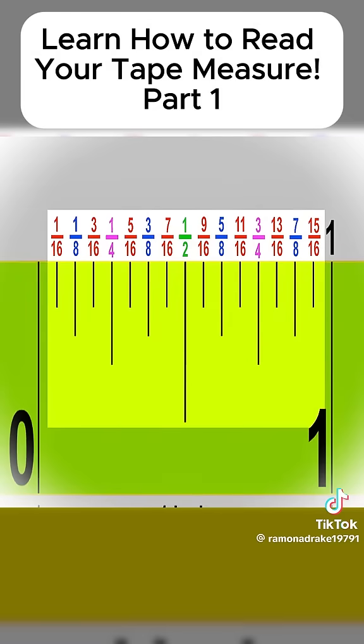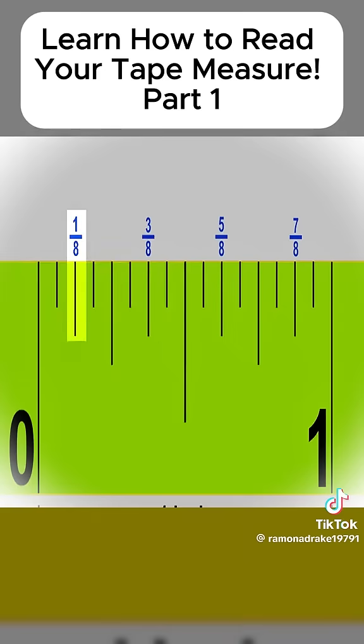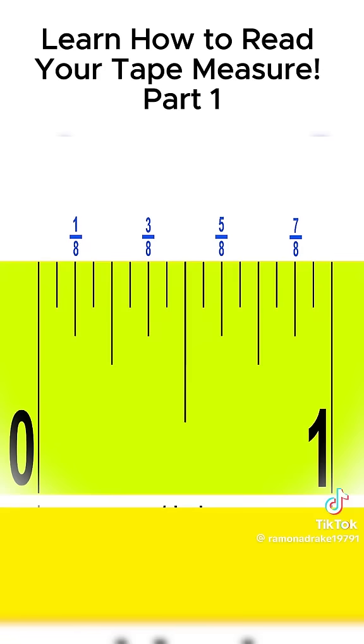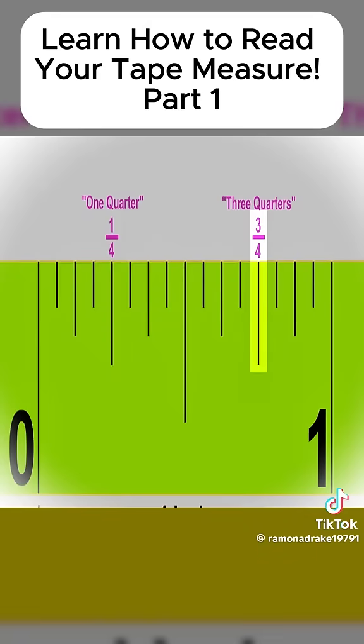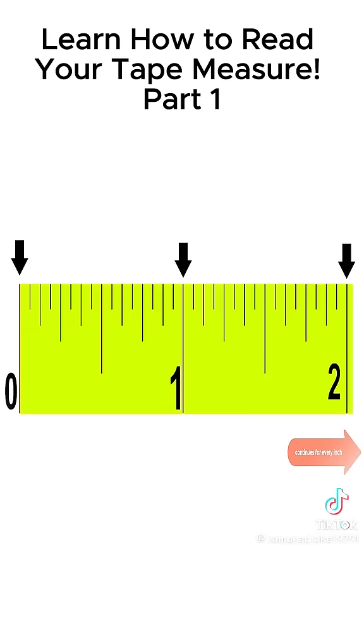If you look closely at the length of each mark, you'll see some helpful patterns. Notice that the 16th inch marks are the shortest. The 1/8 inch marks are slightly longer, followed by the 1/4 inch marks. The 1/2 inch mark is the second longest, and the longest marks are used for every inch on the tape.